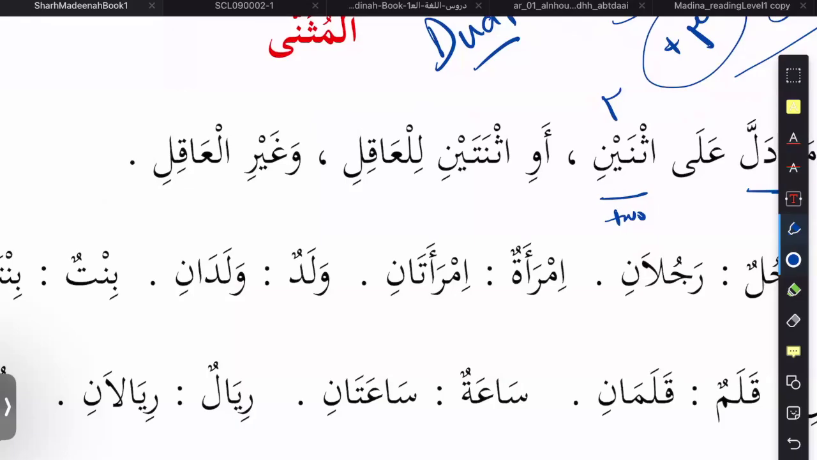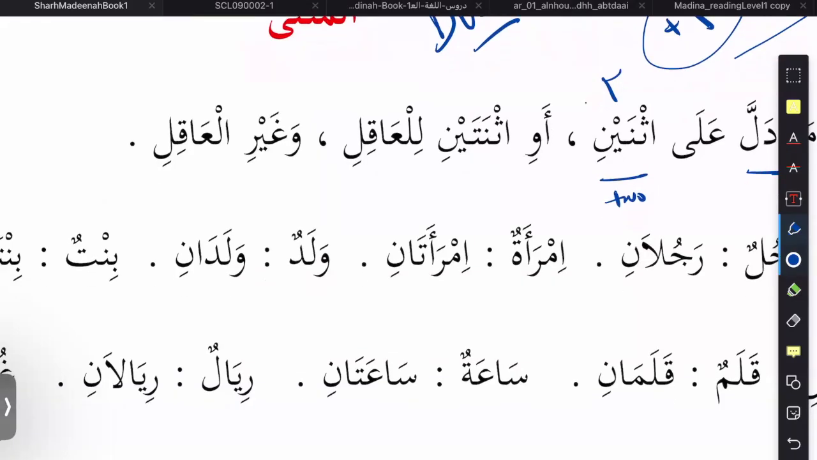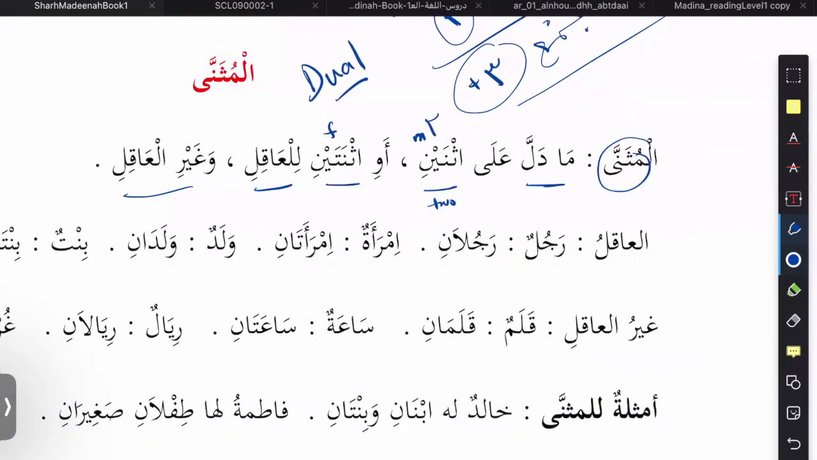What is the difference? This is masculine and this is feminine. So he's saying that the dual is what indicates two, whether masculine or feminine, it doesn't matter. It indicates two, lil-aqil wa ghayri al-aqil. So it doesn't matter whether it's a human being or objects. Whenever we have two of something, and it also doesn't matter the gender, then we call it al-muthanna.